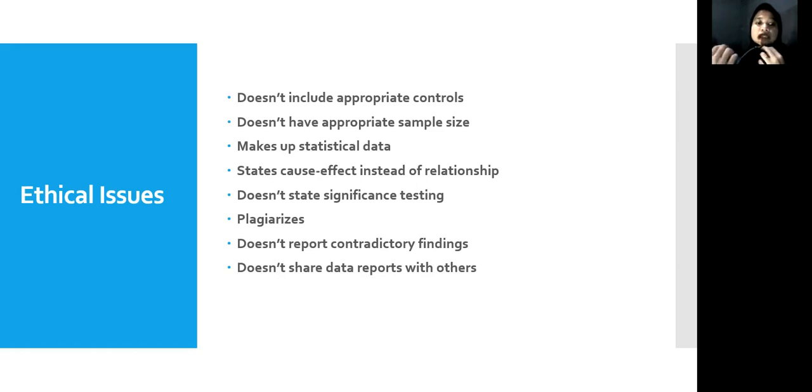The third is the makeup of statistical data. It is very possible for researchers to make up the statistical data to get the wanted results. The fourth, it states cause and effect instead of relationship. It is one thing that sometimes causes invalidity, because when researchers use correlational design, they should describe the relationship between two variables instead of the cause and effect of those two variables.